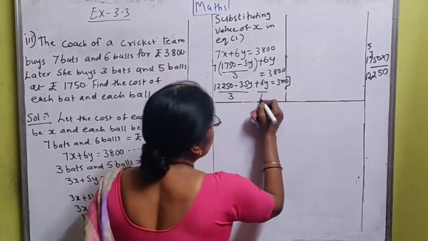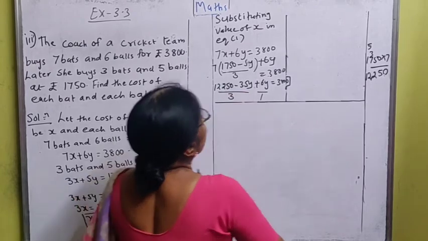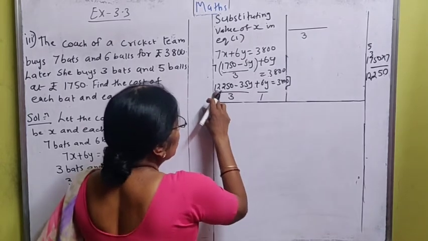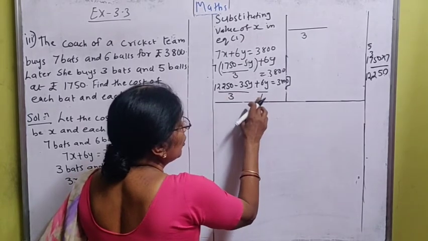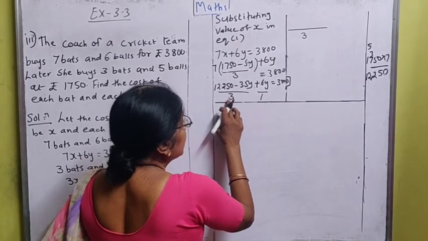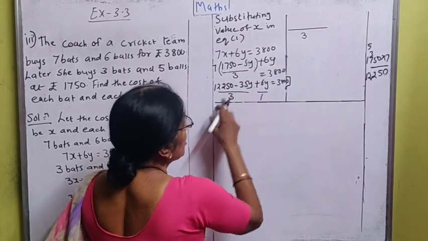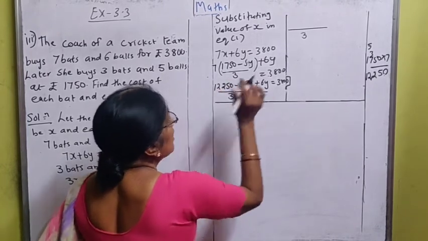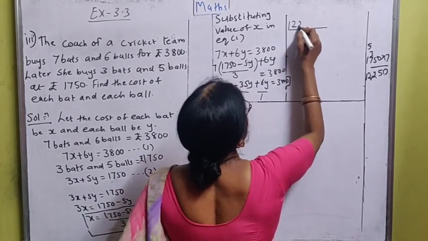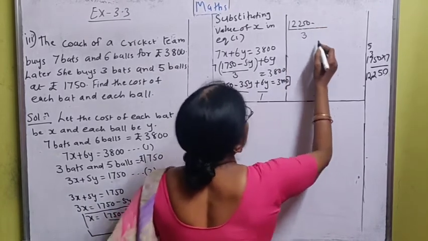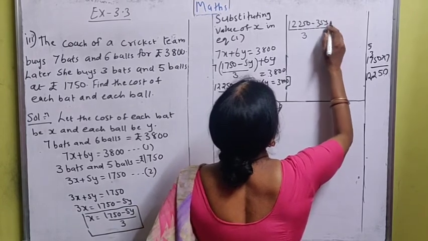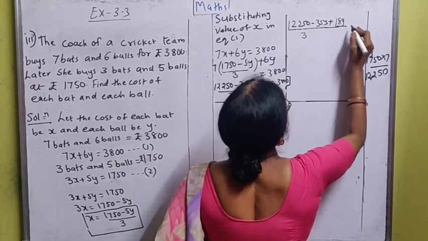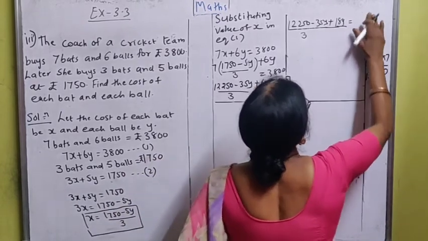Here nothing is there, means 1 is there. So we will take the LCM. 3 is the LCM. When 1 and 3 are there, 1 comes down in the denominator and 3 is a prime number, so the LCM is 3. You do the cross multiplication. 12,250 minus 35y into 1 will remain the same. So 12,250 minus 35y, then plus 3 6s are 18y is equal to how much is given?